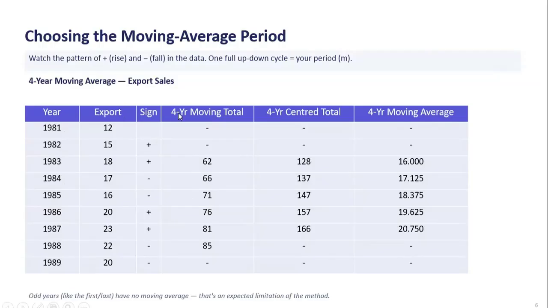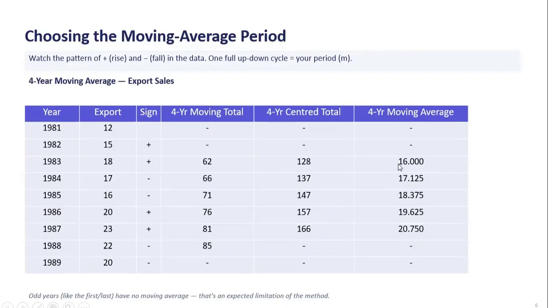Since 4 is an even number, the moving averages fall between 2 years. To place them correctly, we calculate centered moving total. So here 62 plus 66 gives you a total of 128. 66 plus 71 gives you the total of 137 and continue the process. After centering, we divide each centered total by 8 because two 4 years totals have been combined. This gives us the centered moving average.